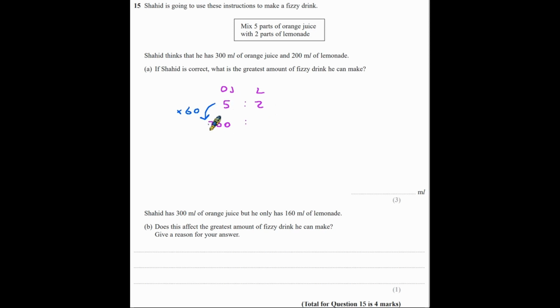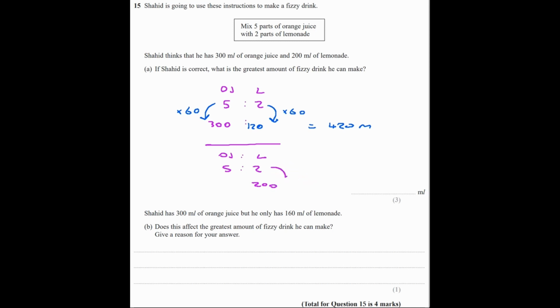If we're going to multiply orange juice by 60, we have to multiply lemonade by 60. Therefore, you would need 120 ml of lemonade. If we add these together, that means we have made 420 ml. Now, let's do this again, but use all the lemonade. So let's go back to the original ratio, orange juice to lemonade. It's 5 to 2. This time we're going to use all the lemonade, which is 200.